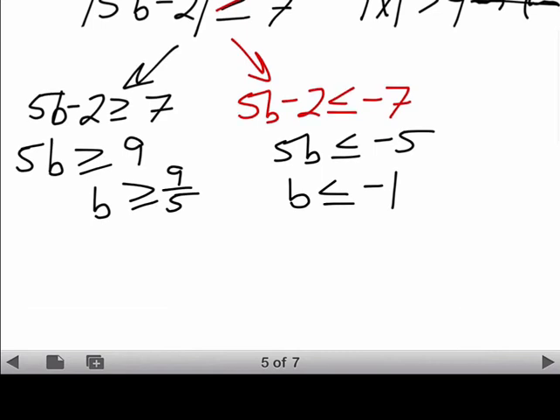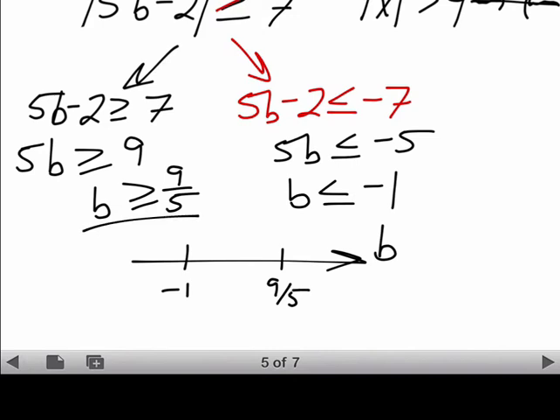Now we're going to go to our number line. Since our variable is b, I'm going to label it b. I'm going to mark my negative 1 and my 9/5. And if b is greater than or equal to 9/5, that's a square bracket opening to the right, shaded to the right. And if b is less than or equal to negative 1, it's a square bracket opening to the left, shaded to the left.